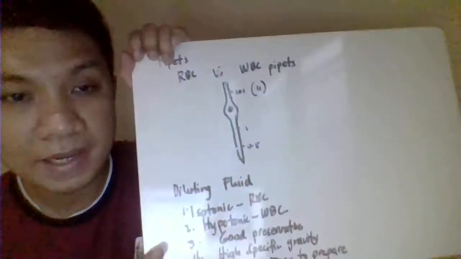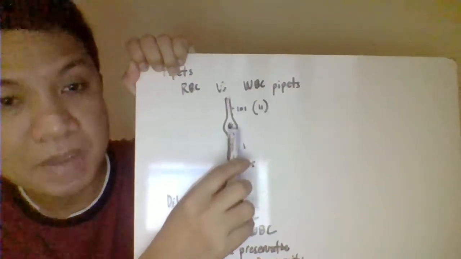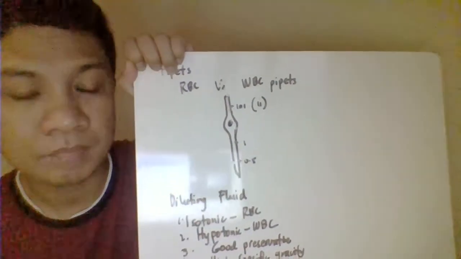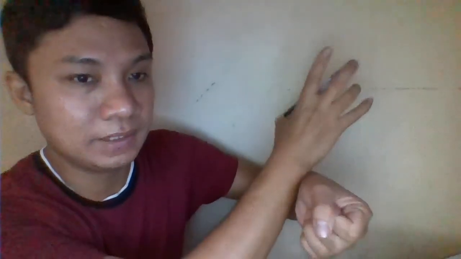mag-mix ng blood natin. So basically, your blood here were able to be mixed with your diluting fluid kasi may bead ang ating RBC pipette. Pero pag manual na method, so ganito siya. Pag itong pipette natin, hawakan mo lang ganito, then pag ganon. Parang ganon.